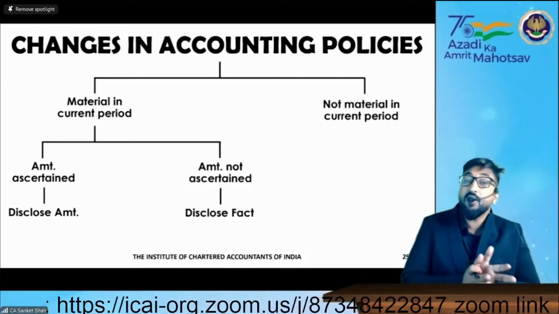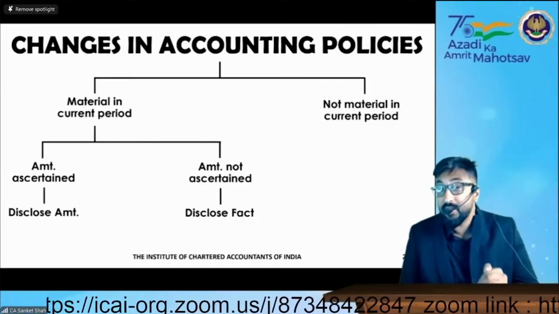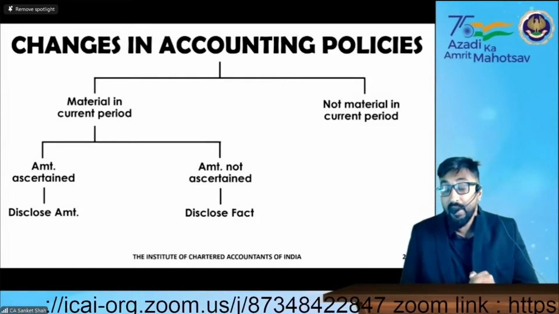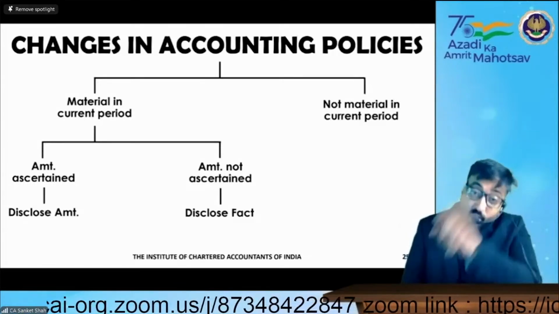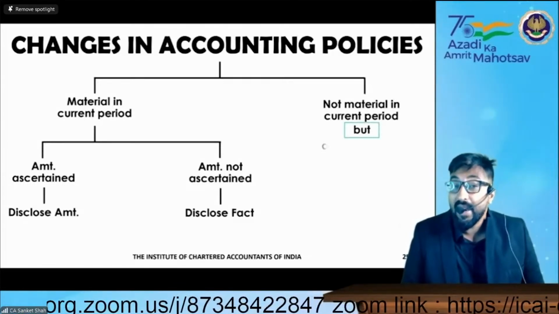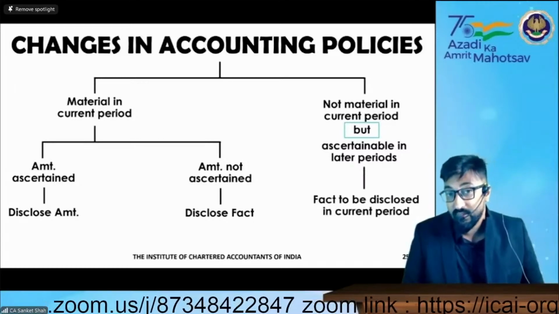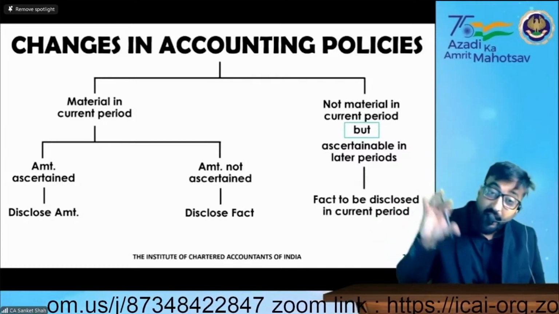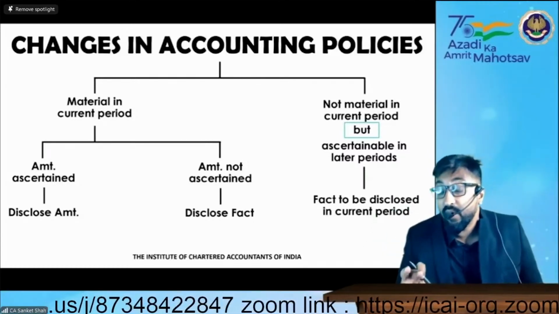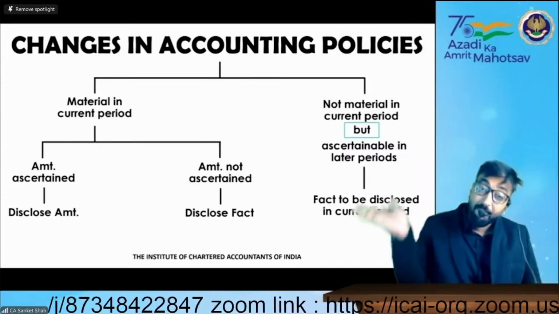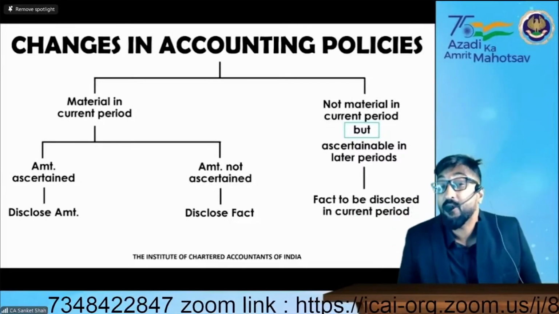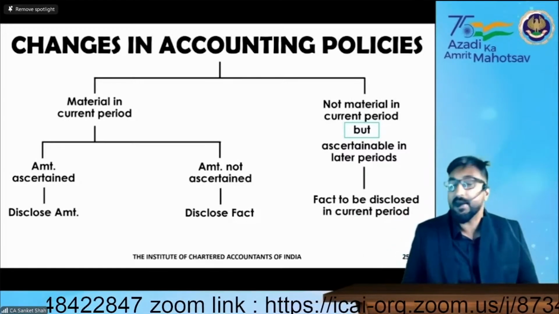Suppose the amount is not material in the current period, there is no change in the profit, but it is going to affect the future period. Then you also disclose this fact. In the current period, this method will not give you any different result, but after certain years, your profit is going to differ. Let me explain once in Hindi.